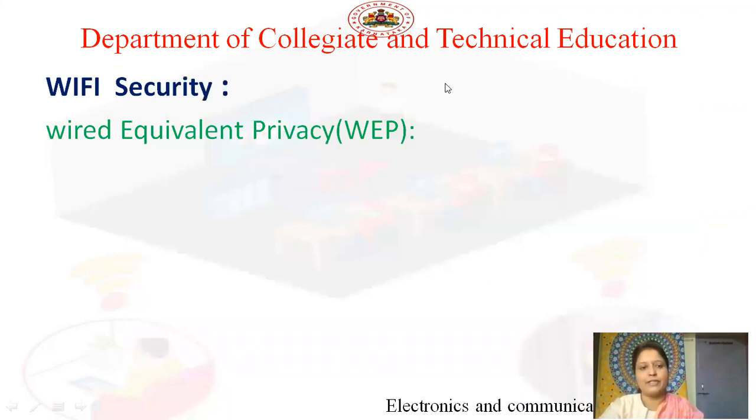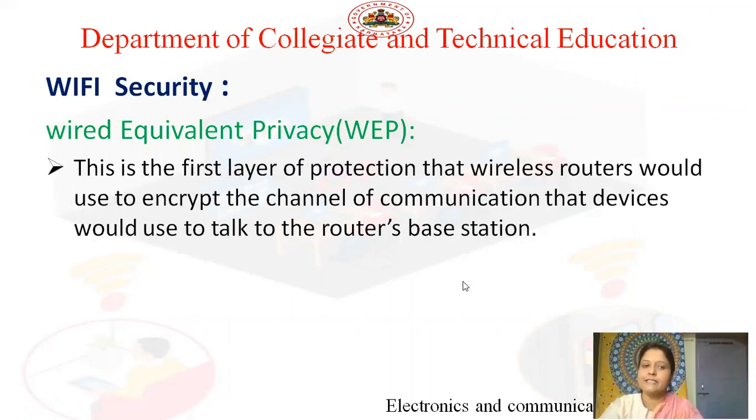Next, Wi-Fi security. How is data security provided in Wi-Fi technology? The first one is Wired Equivalent Privacy, that is WEP. What do you mean by WEP? This is the first layer of protection that a wireless router would use to encrypt the channel of communication that devices would use to talk to the other router's base station.